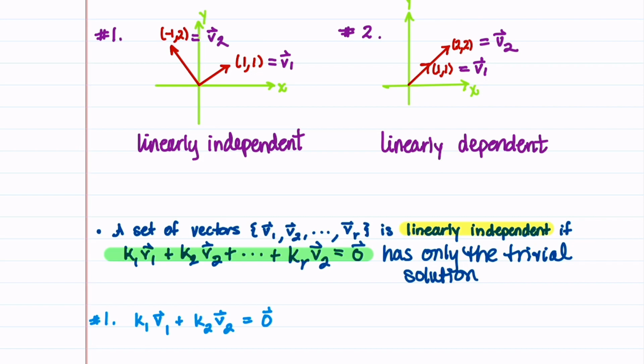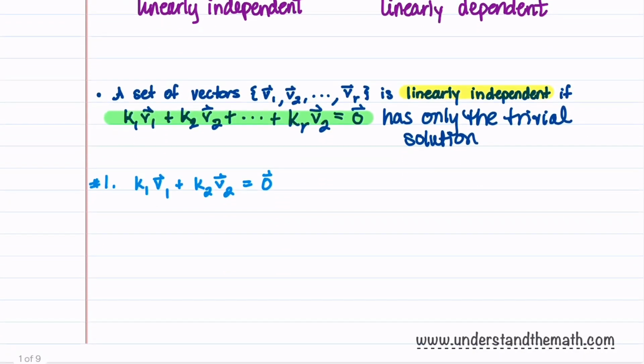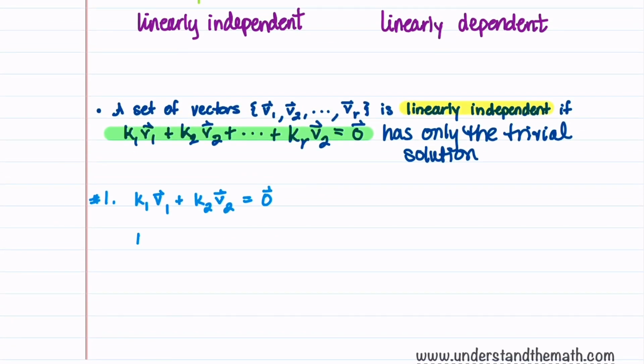In our first picture, v1 and v2 are linearly independent. That means that k1v1 plus k2v2 is equal to 0 will only have the trivial solution. Let's see what that looks like. We're going to plug in v1 and v2. So v1 is 1, 1. And then v2 is minus 1, 2. And let's set that equal to 0, 0.